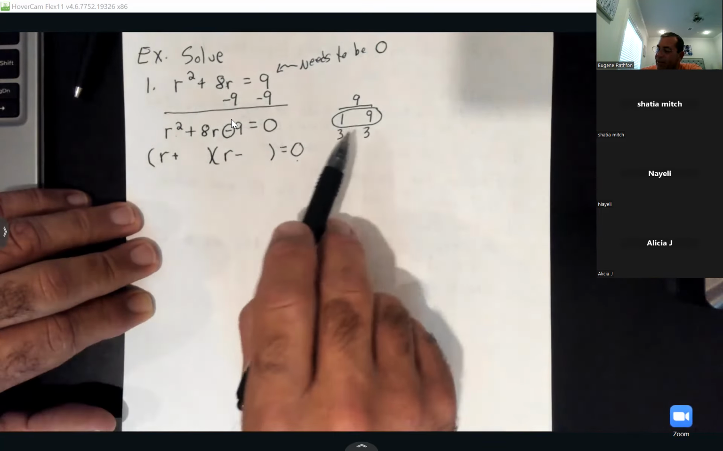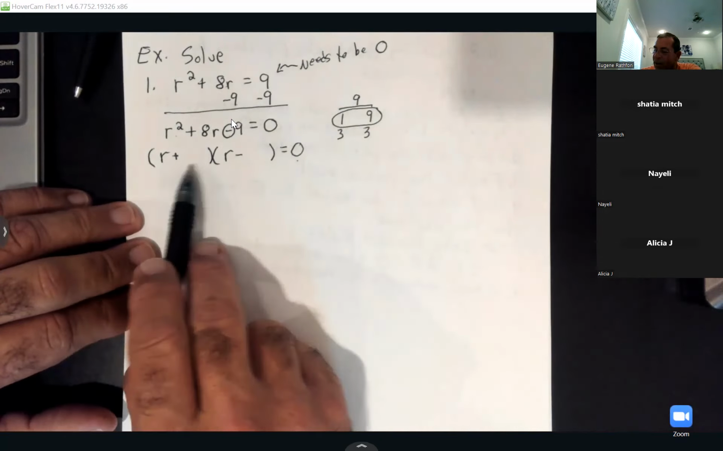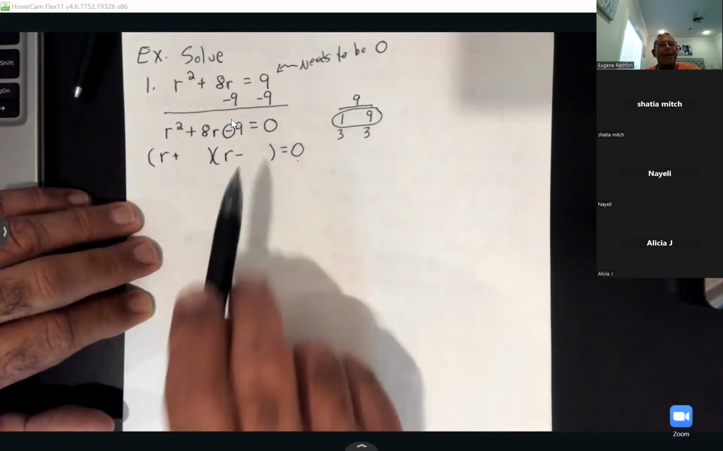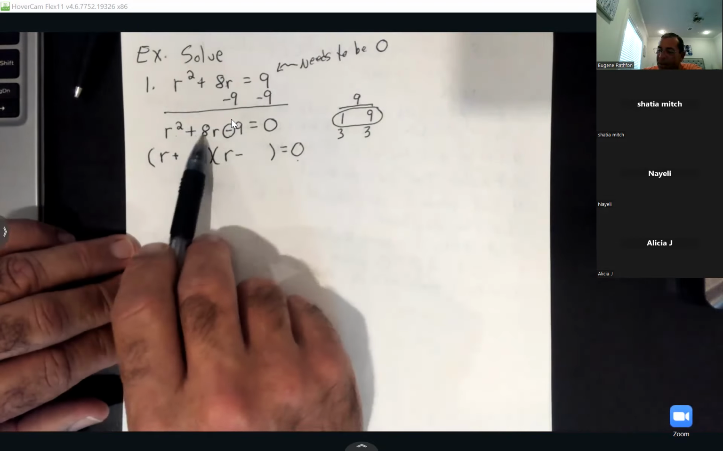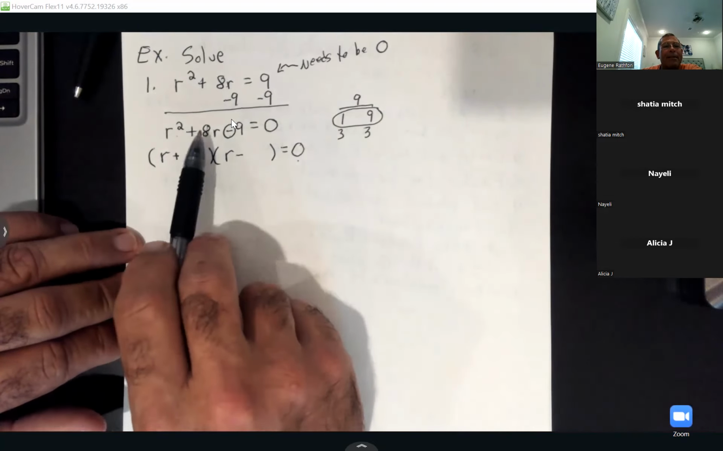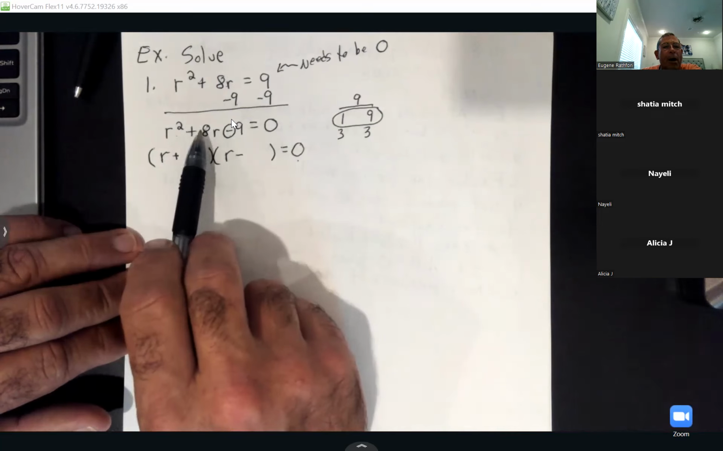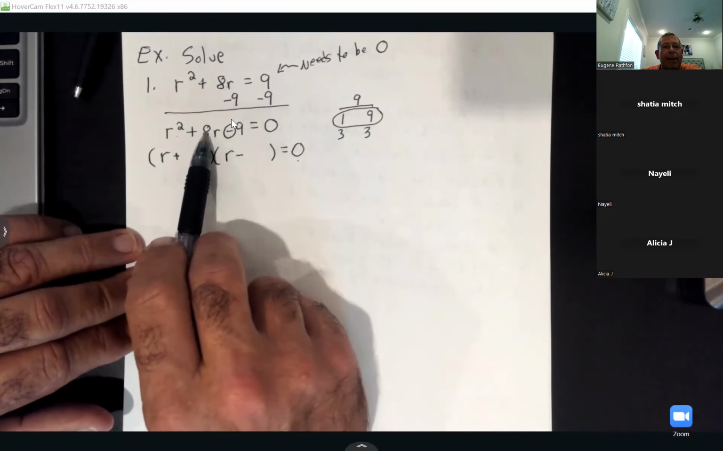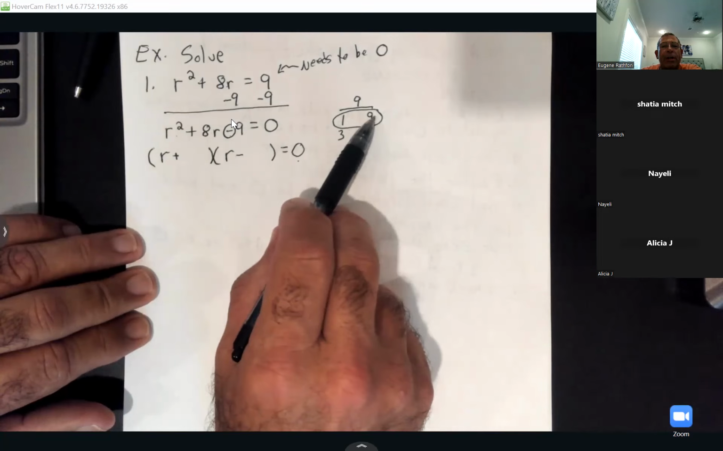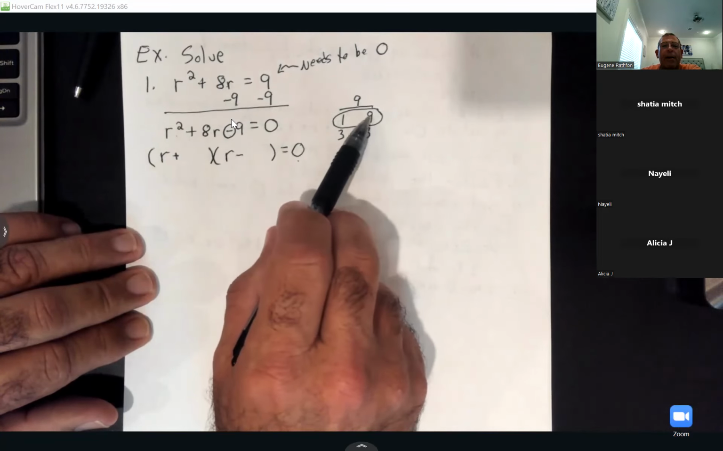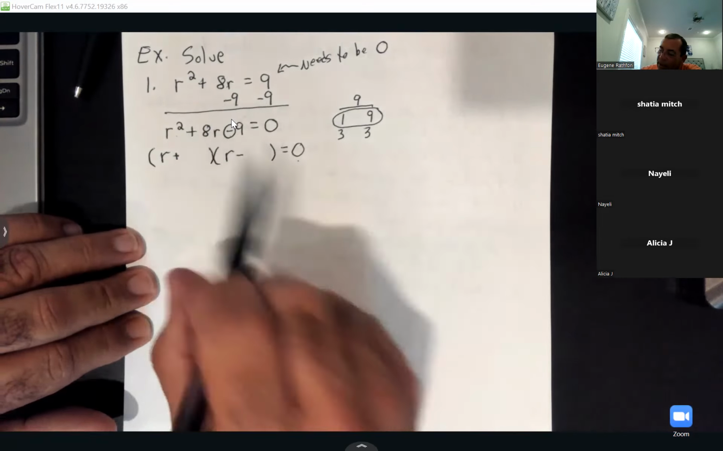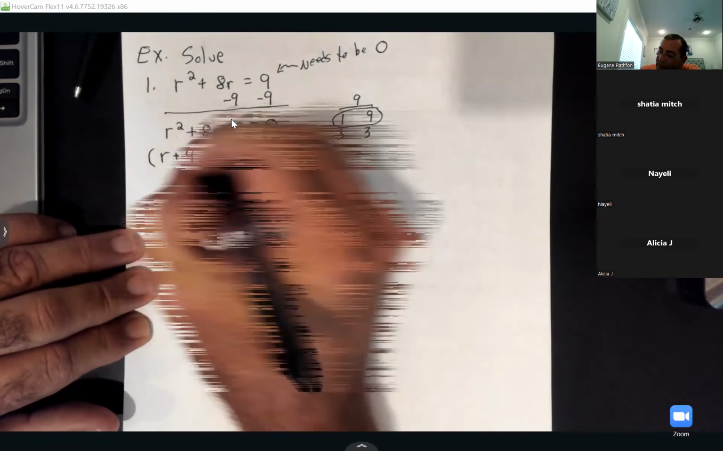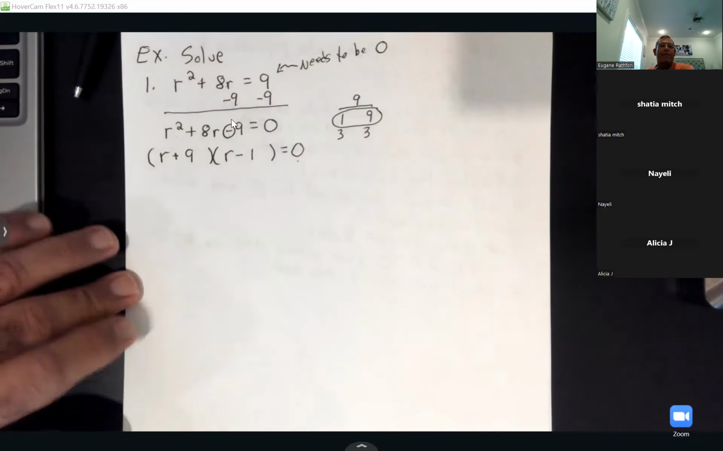So the question is, which one am I going to make positive over here? And which one am I going to make negative? And all that depends on that middle number. Since this middle number is a positive 8, that means the larger factor that we chose will be positive. The larger number always has the same sign as your middle number. So the 9 is going to be positive and the 1 will be negative.